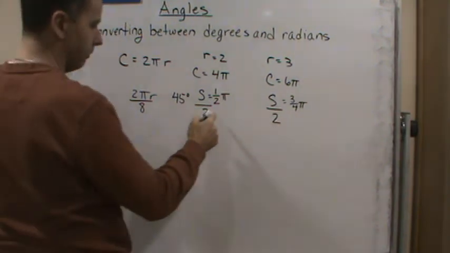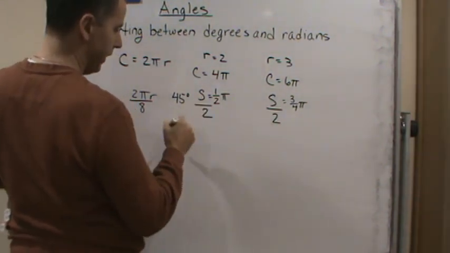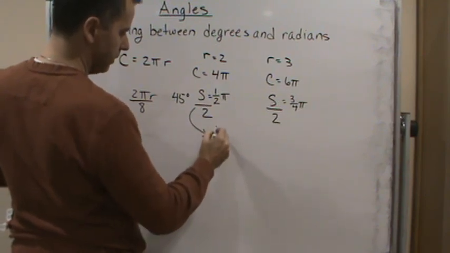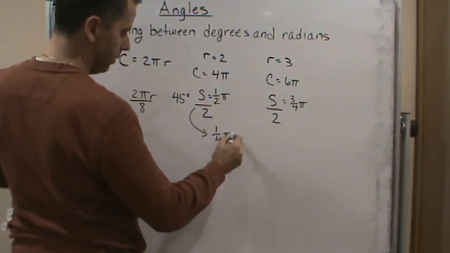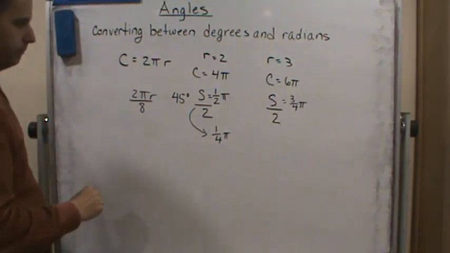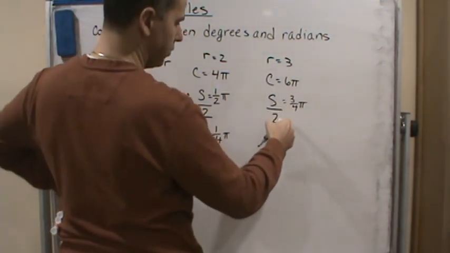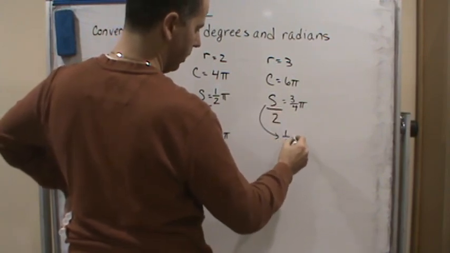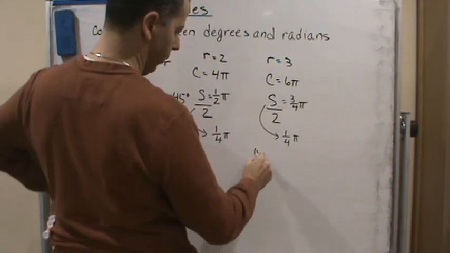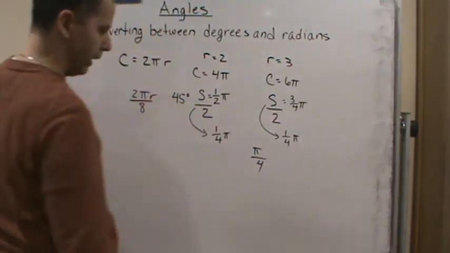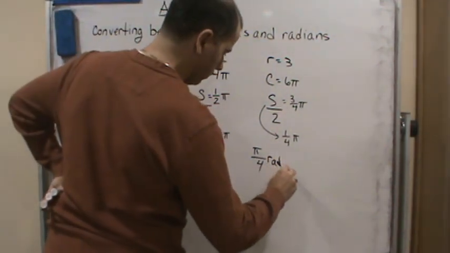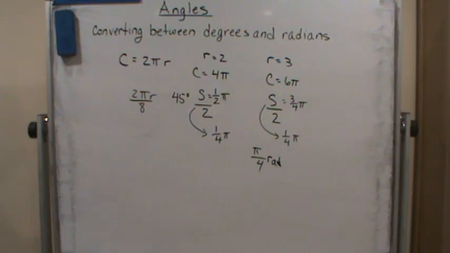Now notice what happens here. What do we get for this? This gives us 1/4 pi. And if we do this one, watch what happens. This also gives us 1/4 pi, or what we normally say, pi over 4. And so pi over 4 radians is the same as 45 degrees.